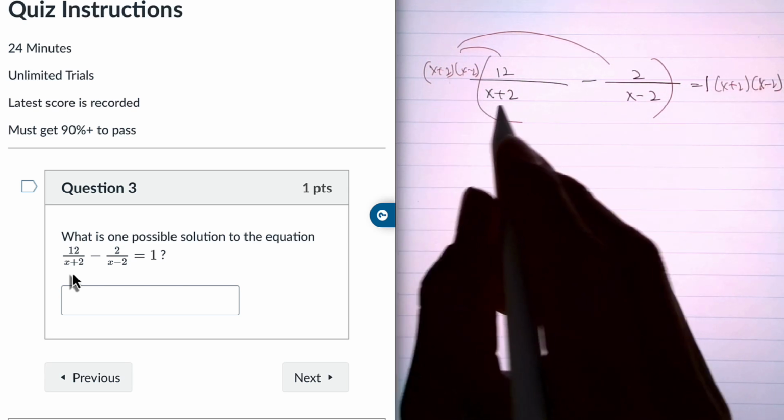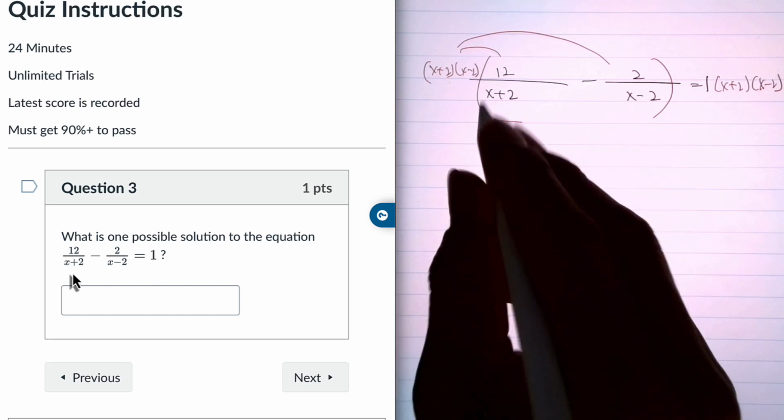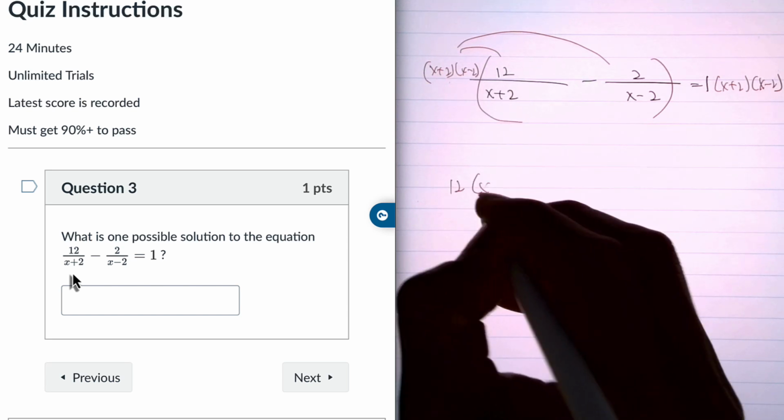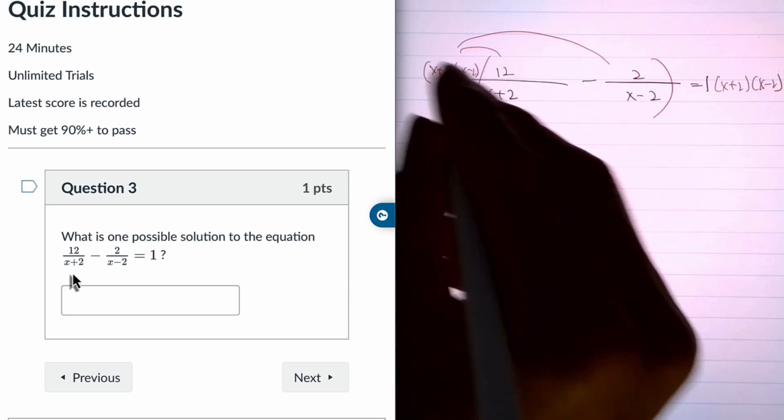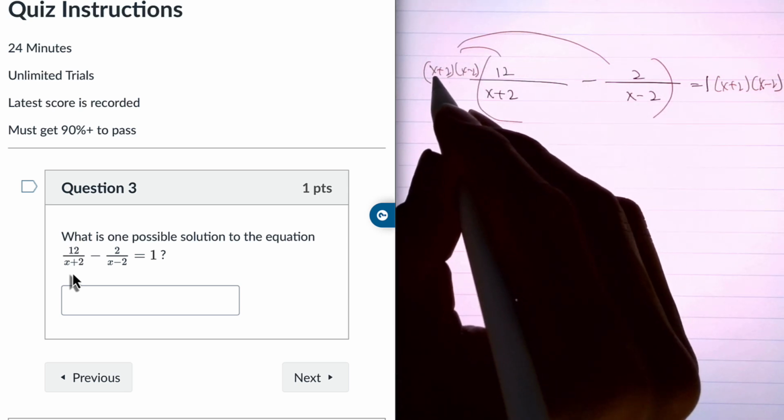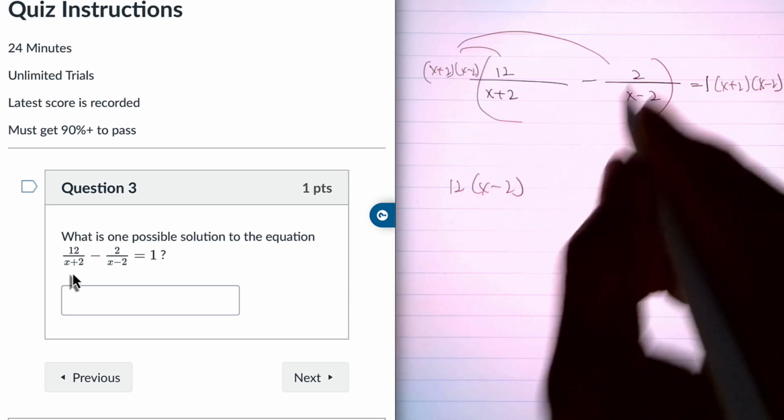Okay, so x plus 2 cancels, which allows us to multiply 12 with x minus 2. And x minus 2 cancels on the second term, but we still have x plus 2, which will multiply with negative 2.